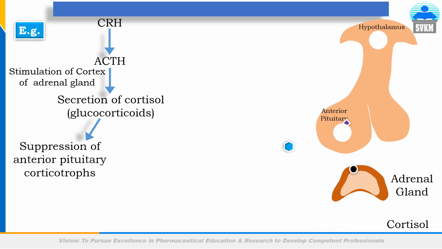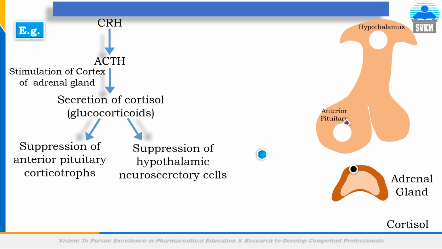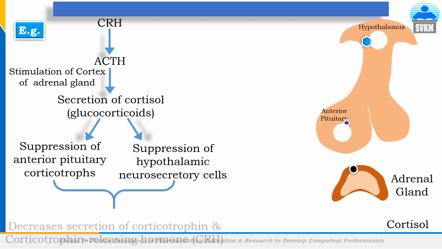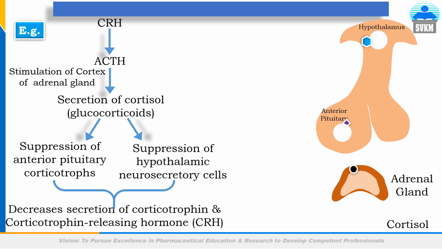This secreted cortisol itself acts on the anterior pituitary cells, where it suppresses the anterior pituitary corticotropes to inhibit the release of further ACTH. Again, it acts on the neurosecretory cells present in the hypothalamus to prevent the secretion of the CRH. Ultimately, both of these events decrease the secretion of corticotropin and corticotropin releasing hormone.